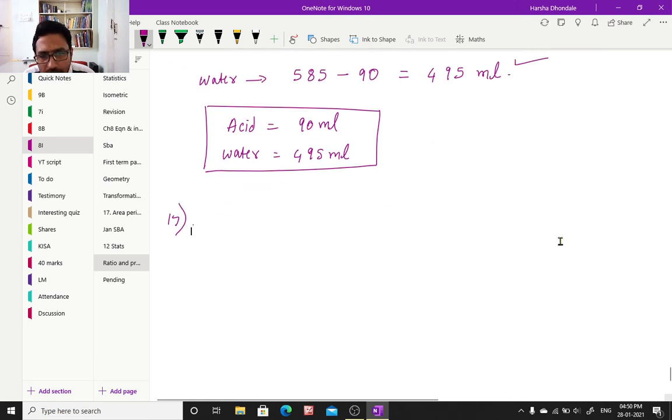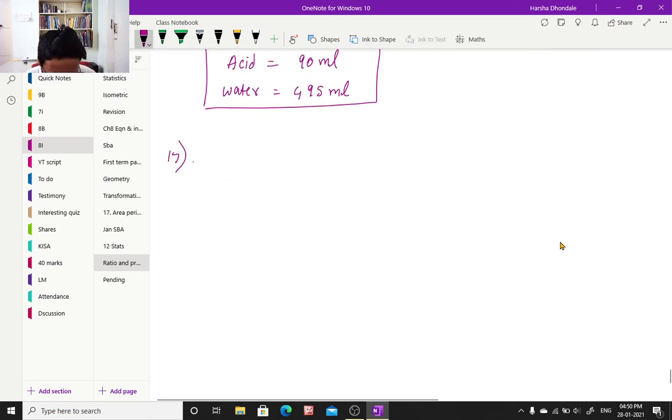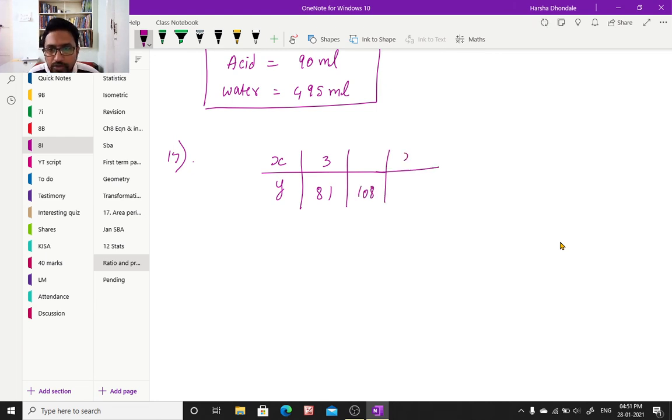He gives you a tabular column, and then we need to fill the blanks. He's saying x and y are directly proportional to each other. So therefore I need to copy and complete this table. 108 and then 20, and then he leaves this empty. X and y are directly proportional. If x increases, y increases. If x reduces, y reduces.